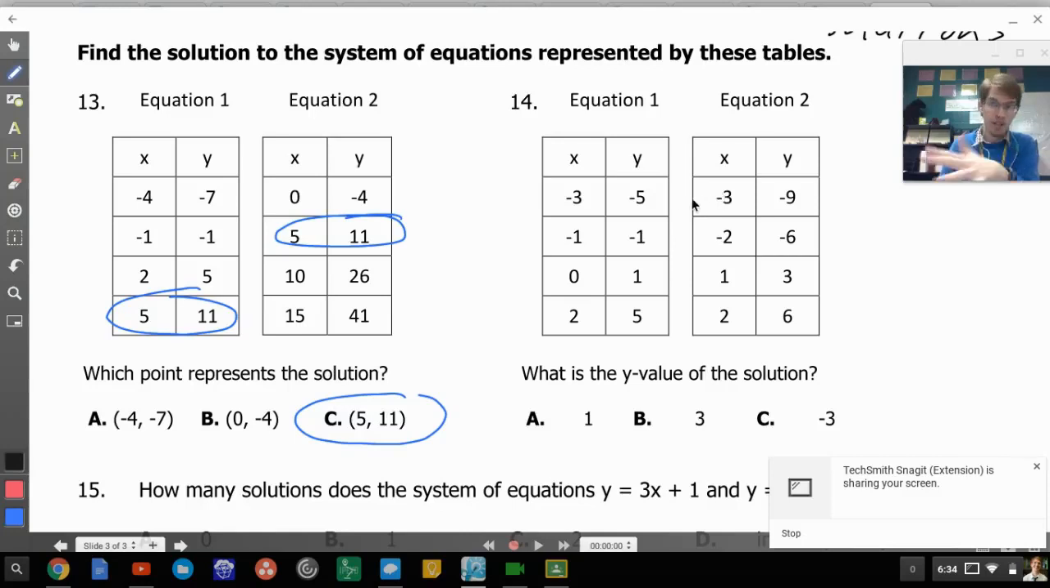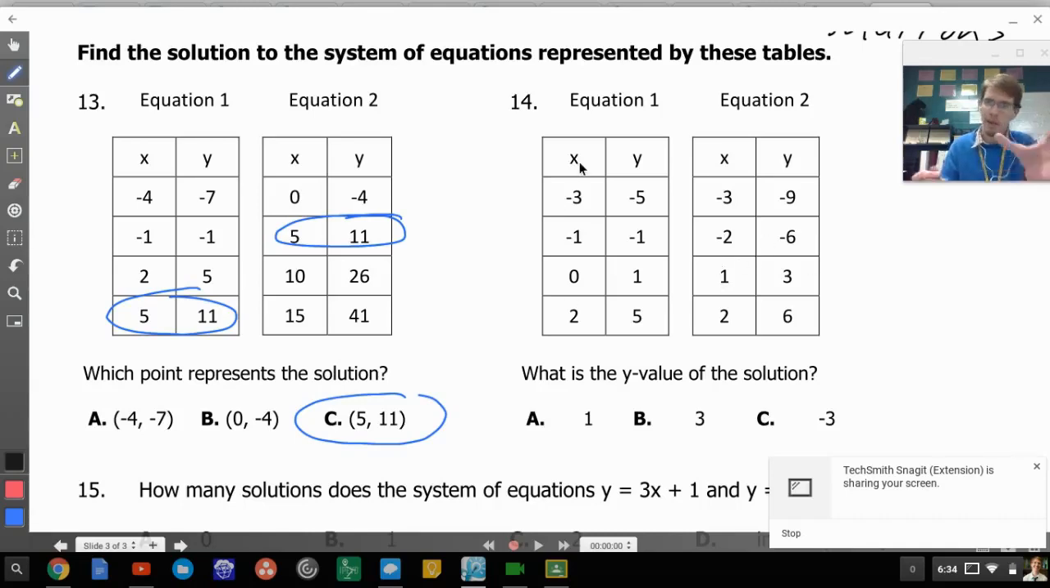Okay, now 14, again, we're looking for the same thing. So let's see, negative 3, 5. Nope, different y values, not the same point. Negative 1, not on there. 0, 1, not on there. 2, 5, that one's not on there either. Okay, so I'm going to have to kind of fill in the blanks here. So if you notice, these two skip. This one goes negative 3, negative 2. It skips negative 1, skips 0. So we're going to have to fill in what those are.